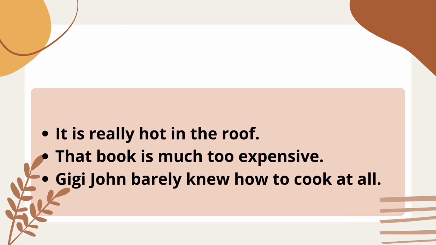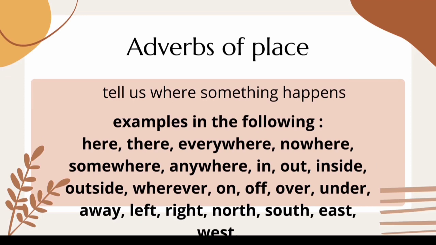Okay, let's proceed to the last one, types of adverbs. This is adverbs of place. It tells us where something happens. Adverbs of degree describe the intensity of an action or quality. Now, an adverb of place tells us where something happens, and sometimes it is called spatial adverbs that will help explain where an action happens.